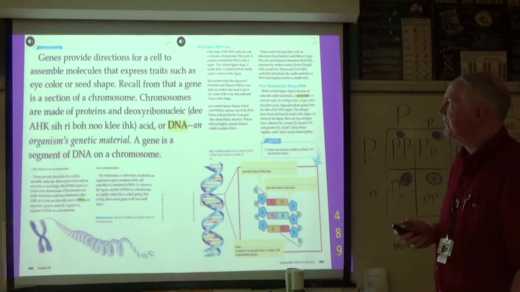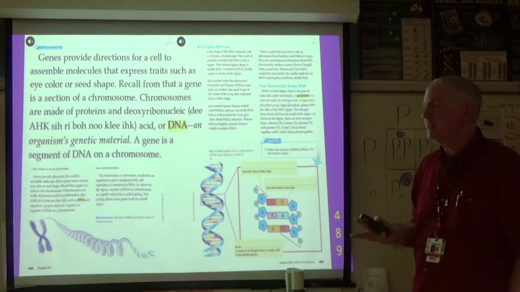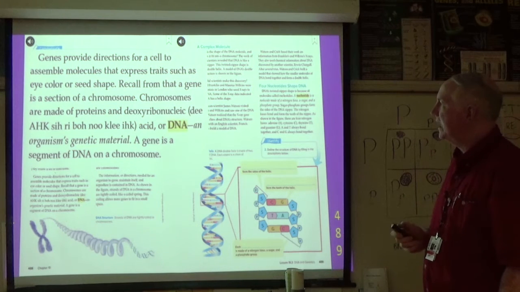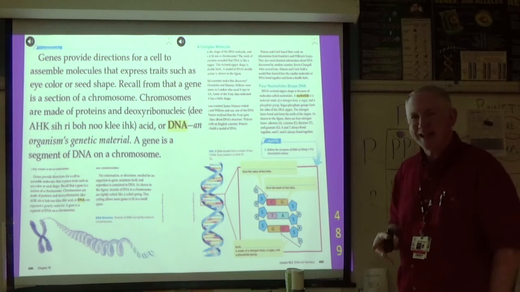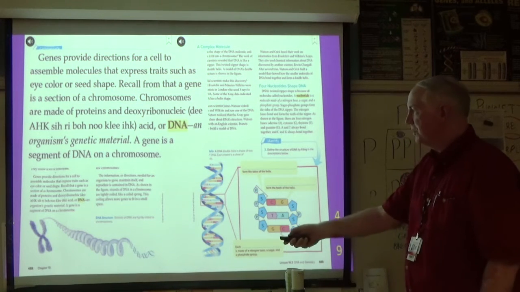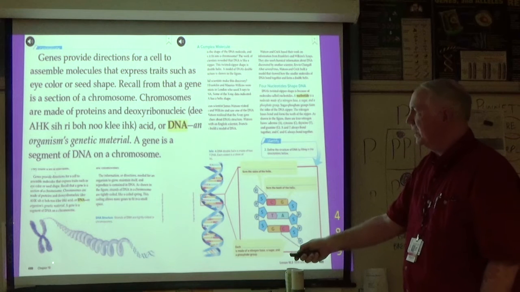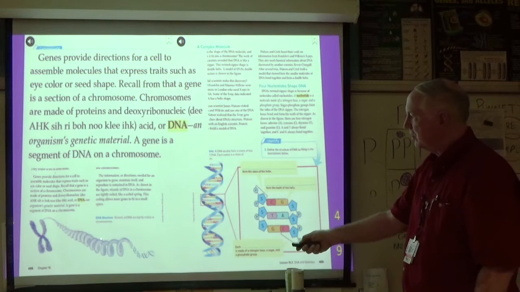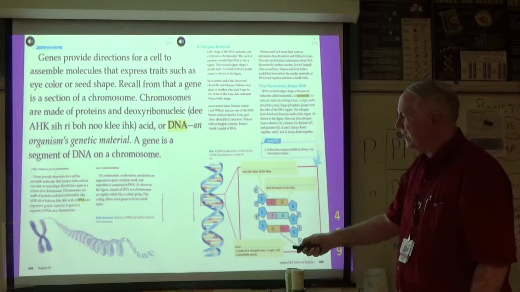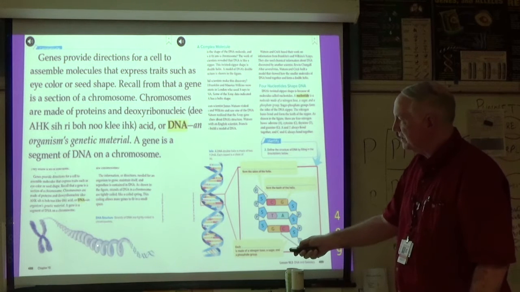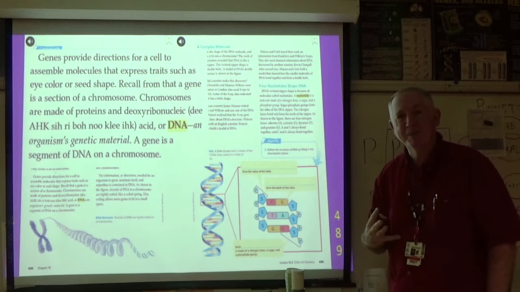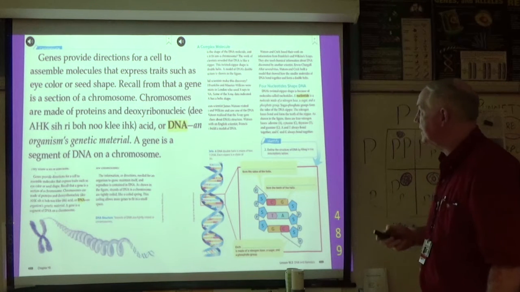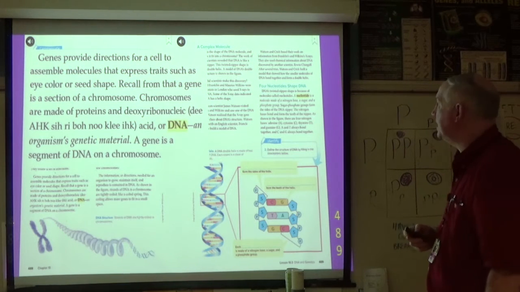We looked at the definition for genes and DNA. DNA is an organism's genetic material. A gene is a segment of the DNA. So here's our chromosome, and here's our long double helix strand of DNA, and chunks of this are the genes for the different characteristics that make you you, and make the nifty proteins and things that you need.